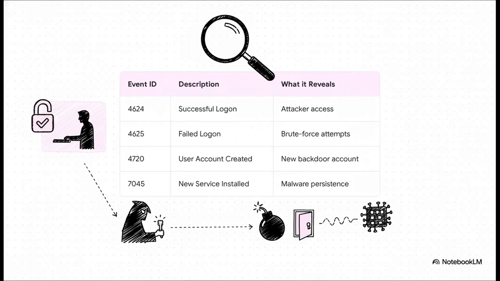Windows event logs are an absolute goldmine. See, every significant action gets its own unique event ID. For instance, ID 4624 means a successful login. Okay, maybe normal. But ID 4720, that means a brand new user account was created, a classic attacker move. And ID 7045 tells us a new service was installed on the machine, which could be the ransomware itself.